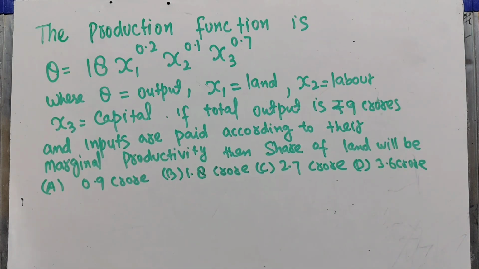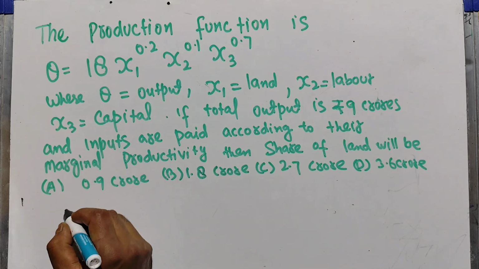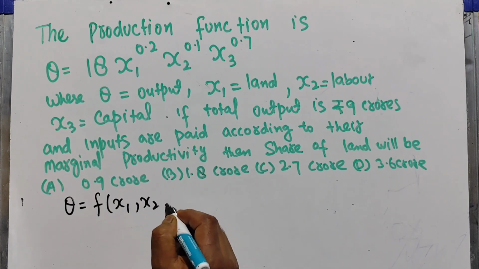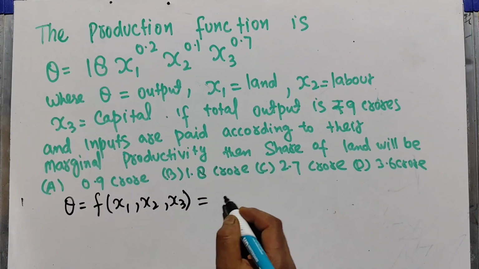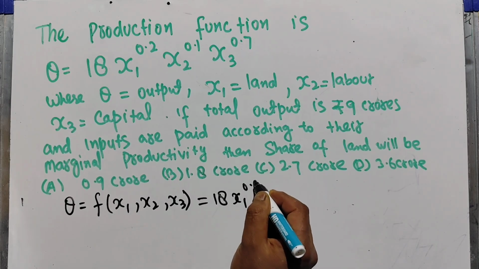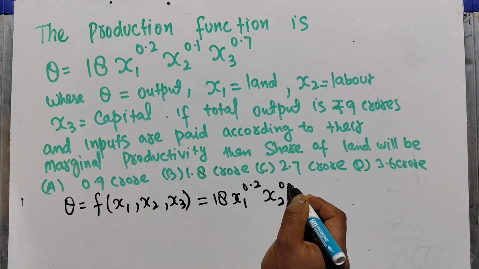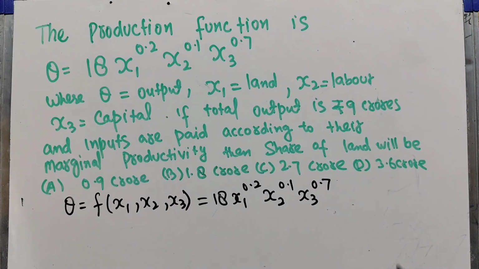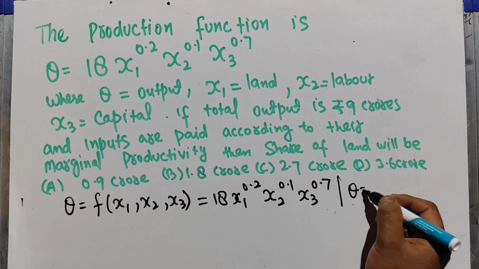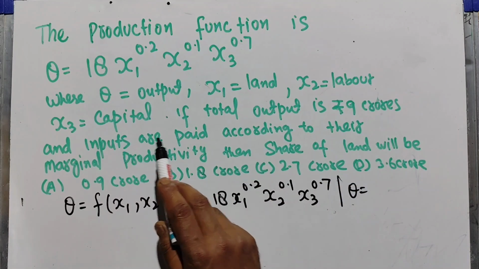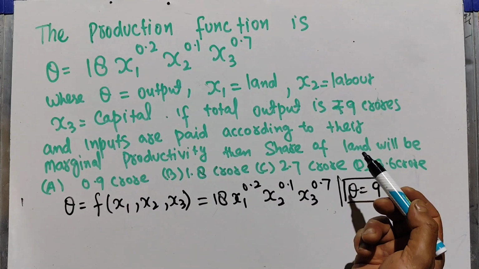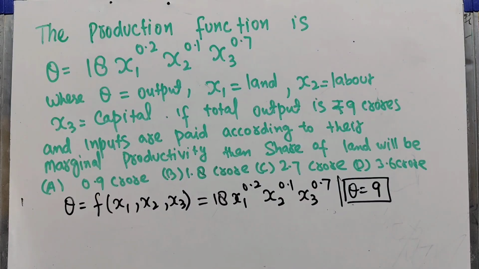Okay, so given this production function, if I write it here, output is actually a function of x1, x2 and x3, which is equal to 18 times x1 raised to the power 0.2 times x2 raised to the power 0.1 times x3 raised to the power 0.7. We are also told that Q, the output produced, is equal to 9 crore rupees worth. We need to find out the input share of x1, that is the share of the land here.